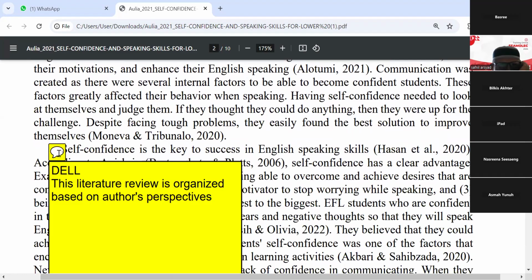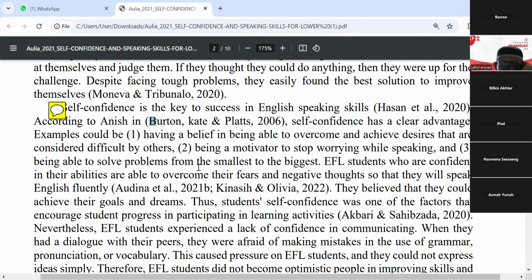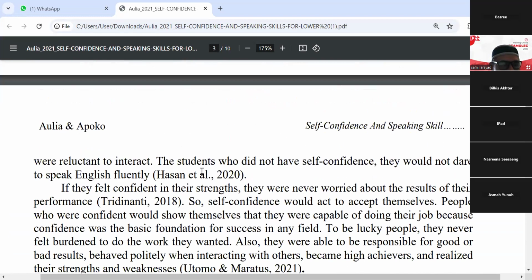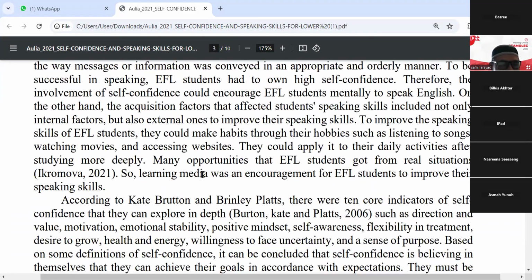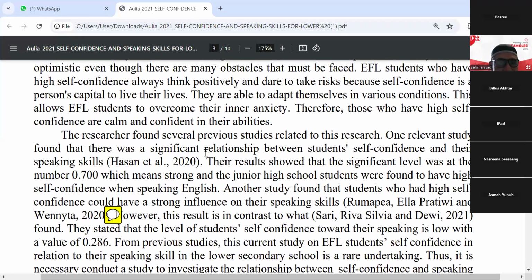This literature review is organized based on the author's perspective. Self-confidence is key. Sorry, Prof, this is where I want to ask you: in this article there is no title saying literature review. After the introduction it is followed by the method. But it found several studies.